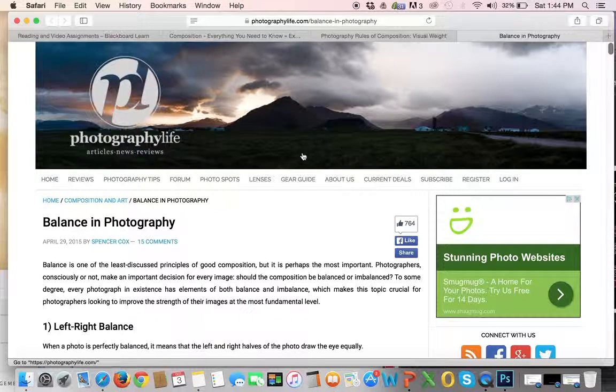But to get a picture like this, probably what the photographer did was they were standing right here, and they pivoted on their feet to where they were pointed over in this direction. They probably took a shot right around in this space.